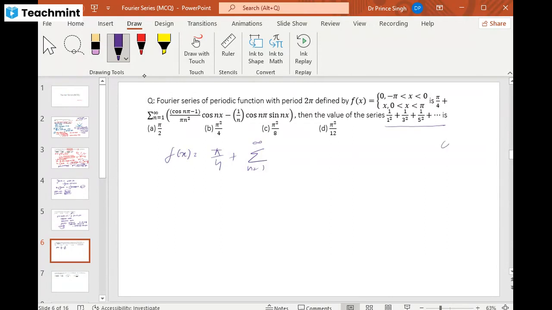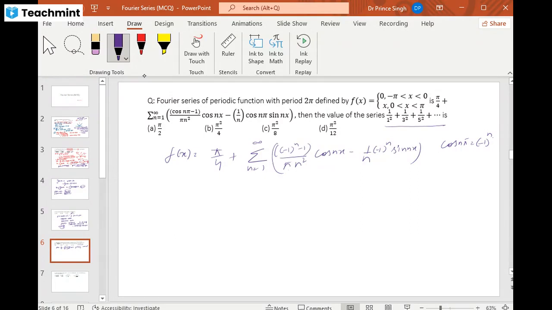So basically, the value of cos n pi is minus 1 raised to power n. Sometimes this type of question could also be asked that what is the value of cos n pi, right? Its value is minus 1 raised to the power n minus 1 upon pi n square times cos nx and 1 upon n into again minus 1 raised to power n times sine nx. This is the Fourier series of the function.